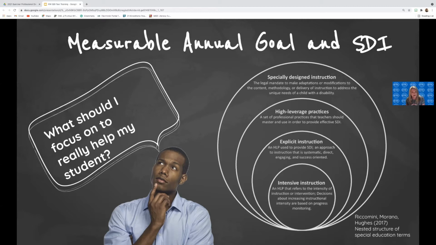But the key thing to remember about writing your goal and determining your SDI is that they have to mesh. They all have to go together and match. So the IEP has to connect all the way through. Your present level, your goals, your SDI, what you progress monitor, it all has to connect together in order for it to work for the student.